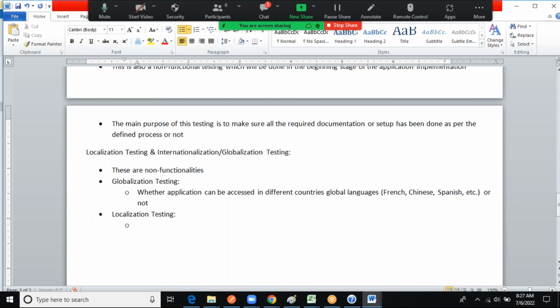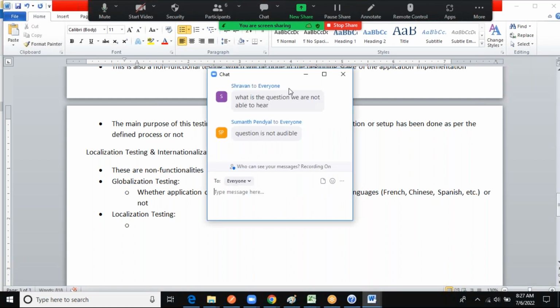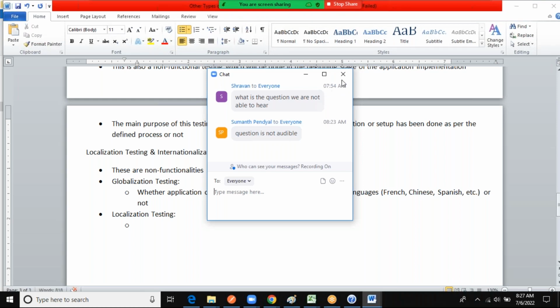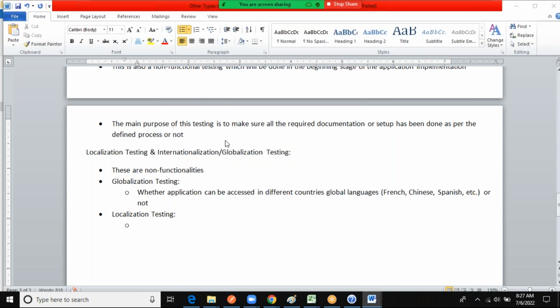Localization. What is localization? As I just explained, it will not be audible, Sumant. That's why I'm repeating the question asked by other batch people.